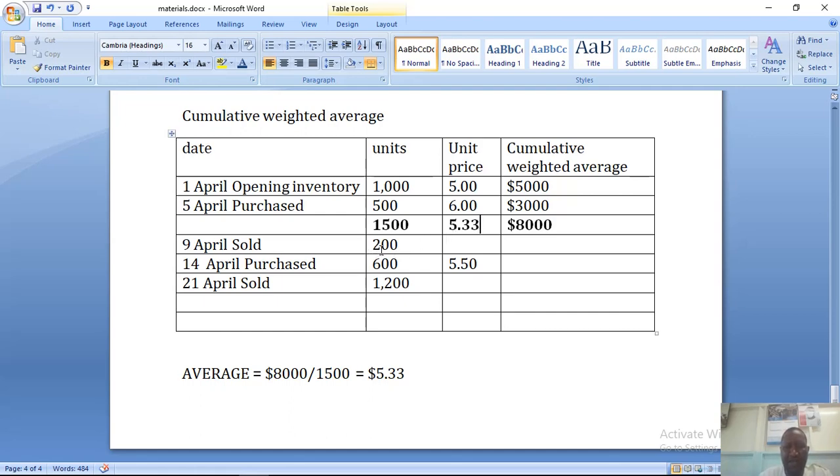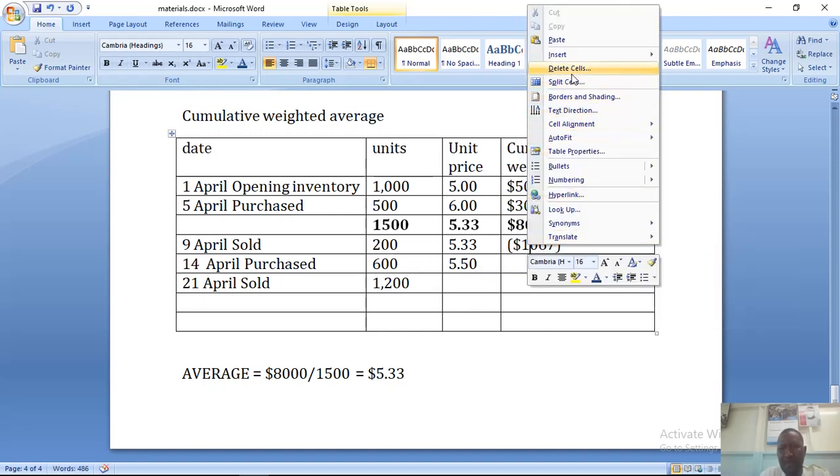So 200 units will be issued at the average cost of 5.33, and the cost of issue is going to be 200 multiplied by 5.33, that is going to be $1,067. So we have that cost of issue, $1,067.